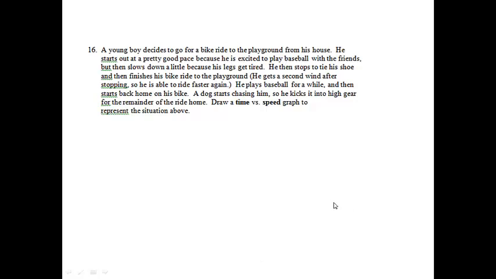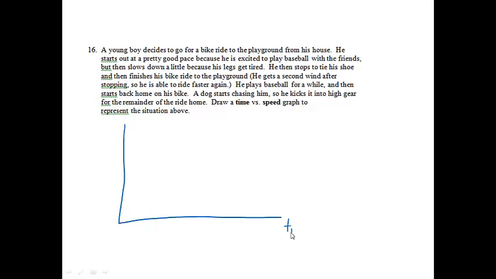Okay, problem 16. A young boy decides to go for a bike ride to the playground from his house. He starts out at a pretty good pace because he's excited to play baseball with his friends, but then slows down a little because his legs get tired. He then stops to tie his shoe and then finish his ride to the playground. He gets a second wind after stopping, so he's able to ride faster again. He plays baseball for a while and then starts back home on his bike. The dog starts chasing him, so he kicks it into high gear for the remainder of the ride home. Draw a time versus speed graph to represent the situation above.